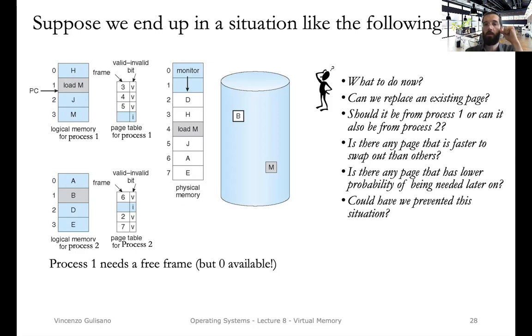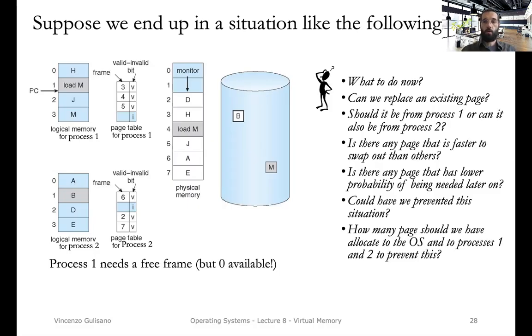And notice that this is a different question from whether there is a page that is faster to swap out than the other. We could think, could we have prevented this situation at all, so that maybe we can do something that leads us to not ending up in the same situation? Maybe it's about the pages we initially allocated to the processes. Maybe we should have given a different number of pages to the different processes. So you see, you can come up with a lot of questions about how to deal with this kind of situation.